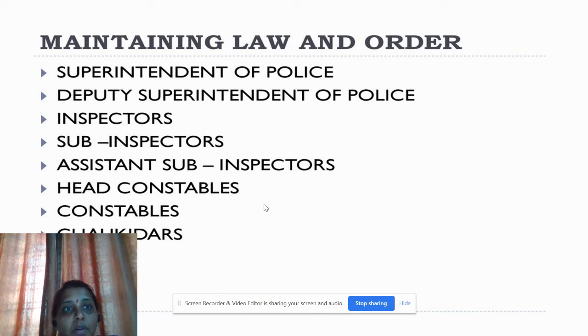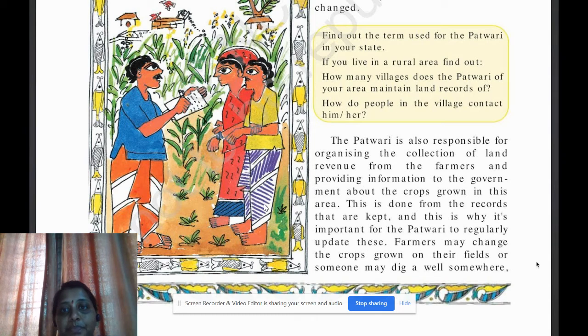Now, maintaining law and order, as we were talking about, it is the superintendent of police, deputy superintendent of police, inspectors, and sub inspectors. And there are some people who also work with them as assistant sub inspectors, head constables, and chowkidars.